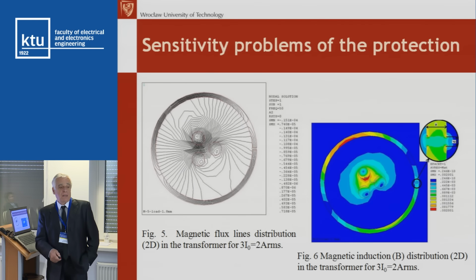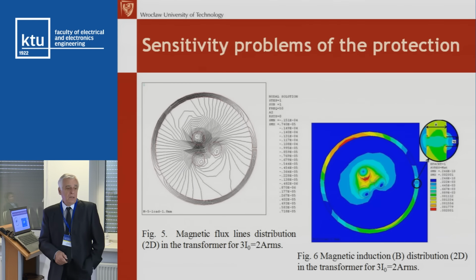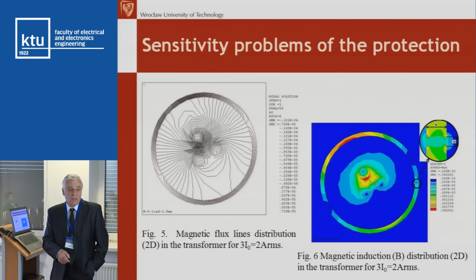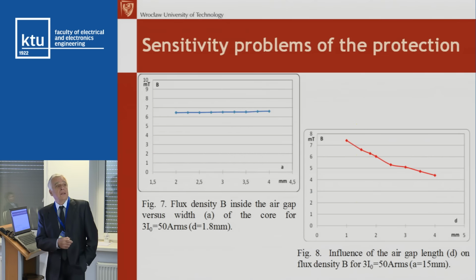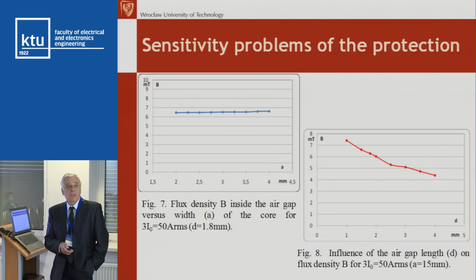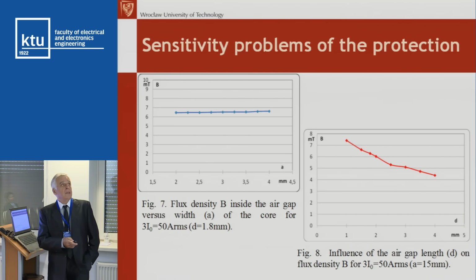That's a magnetic flux line distribution in 2D for a very small current 3I0, and the colorful picture for the same thing. You see that there's some value of magnetic field intensity under which the sensor is located. Next we consider the influence of different geometrical parameters of a core balance transformer on magnetic flux intensity or density.